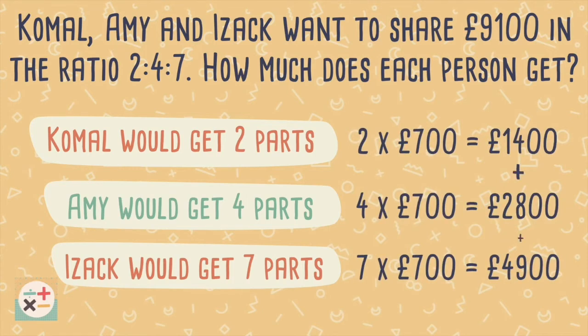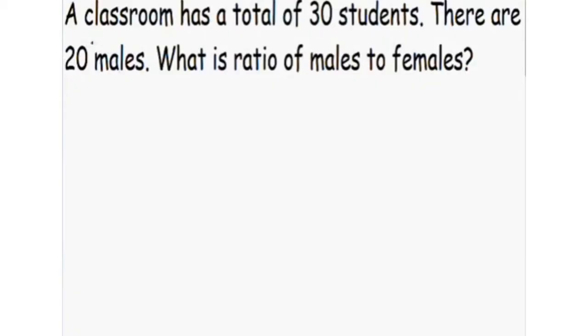For Ami, 2,800 pounds, and for Isaac, 4,900 pounds. When you add up, you get the original. Right, let's look at another example.